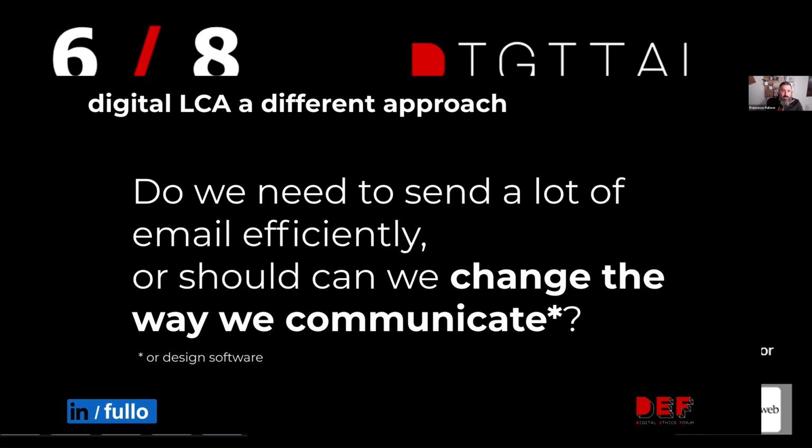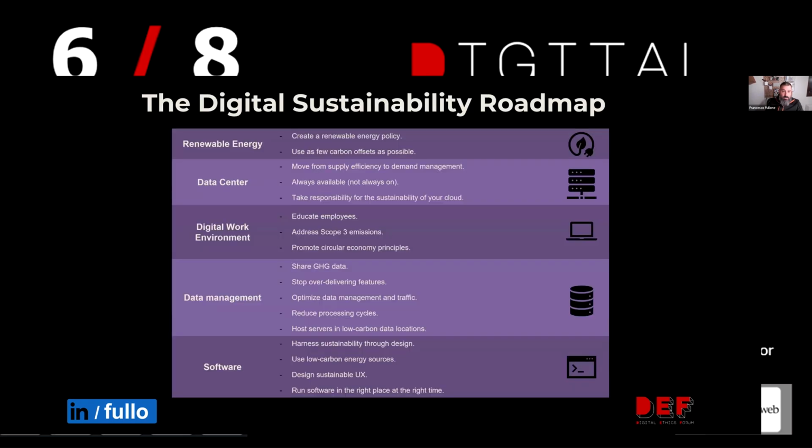And that's why, when we try to implement a digital LCA, an important thing is also to create a digital sustainability roadmap. Because creating an LCA is only to have a number, but not to have a strategy. If we have a strategy behind those numbers, we can create and apply the right choices. And the digital sustainability roadmap can go from renewable energy to the data center, to the digital work environment, to data management, to the software itself.